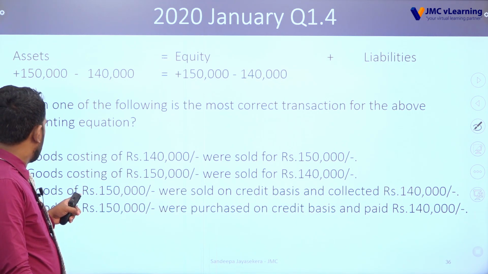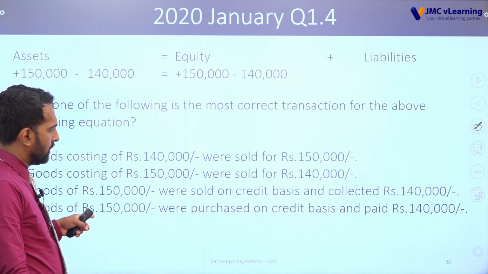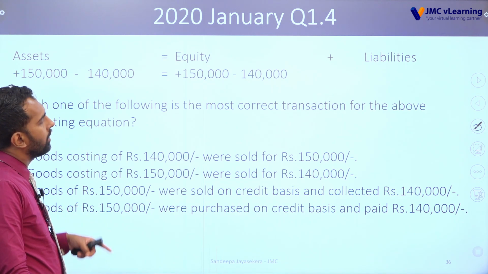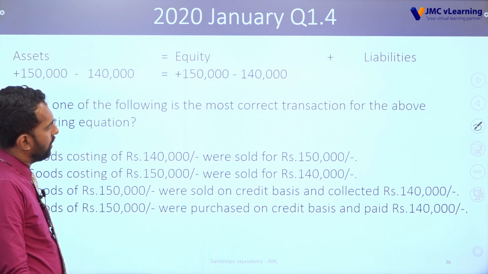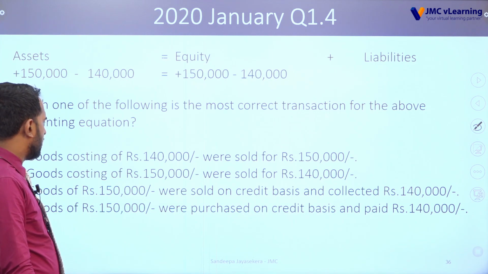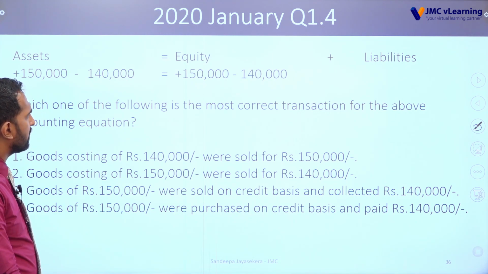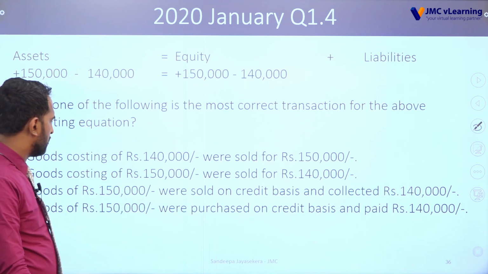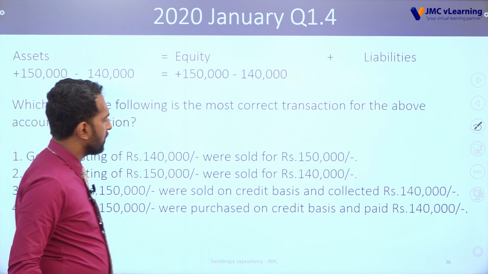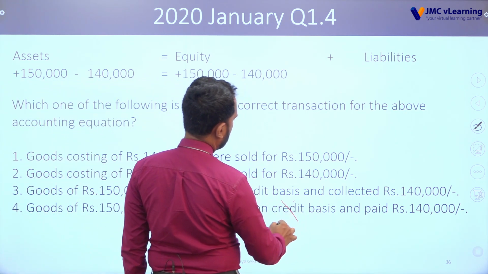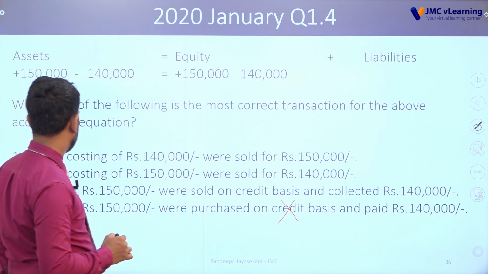Goods of rupees 150,000 were purchased on credit basis and paid 140,000. Let's see what the items are. We'll take the last one. Goods worth 150,000 were purchased on credit. So this is not the answer because there's nothing on liabilities.